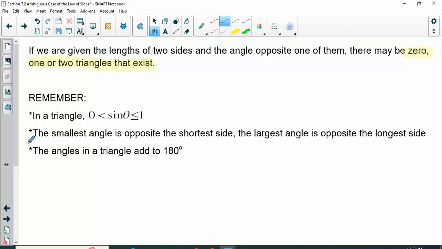To help us decide if we can have 0, 1, or 2 triangles, we need to remember a few things. We know sine can only be between -1 and 1. If you're in a triangle, it has to be between 0 and 1, because you're not going to have a triangle with a negative length in these scenarios. The smallest angle has to be opposite the smallest side. The largest angle is across from the largest side. And all the angles always add up to 180.